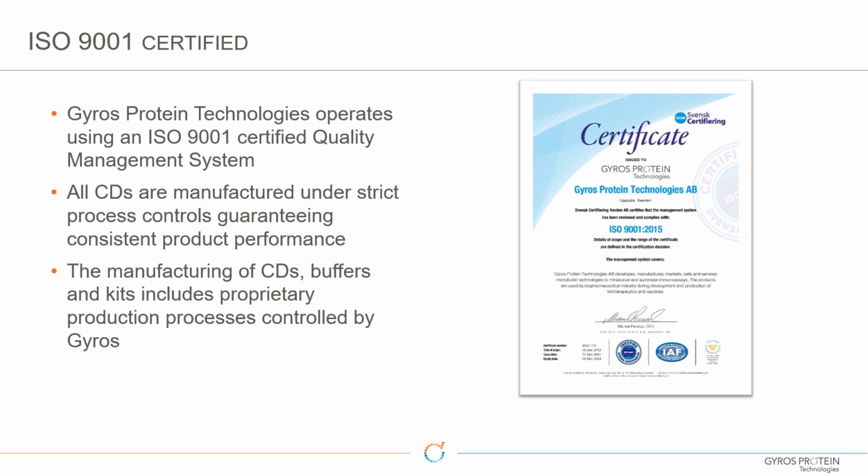One of the things I really wanted to point out is that the Gyros manufacturing facility is under ISO 9001 certification, which is a really strict manufacturing guideline, and that gives us benefits in terms of what we produce. Yeah, it's an important quality management system, so it ensures that our CDs and buffers are controlled and produced under a quality system.